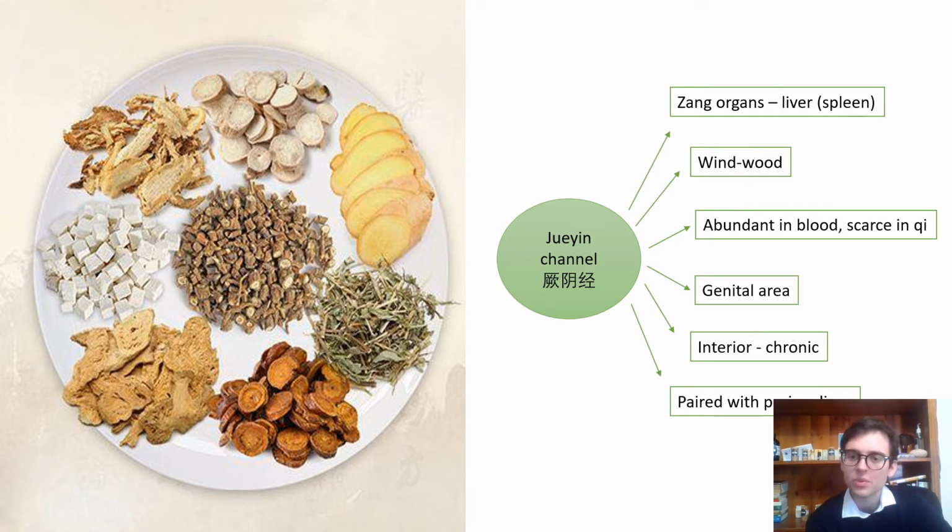Yes, we have this idea of reinforcing the function of the liver to move qi and blood in the body, but it's also abundant in blood and scarce in qi. So the idea here is to nurture the body of the liver, so the blood, and we do this with Dangui and Baishao. And to a certain extent, we also reinforce the spleen so it can produce qi and blood, which will reinforce even more the blood of the liver.